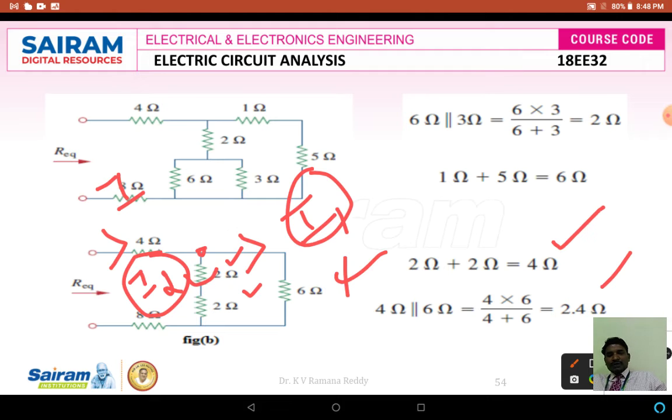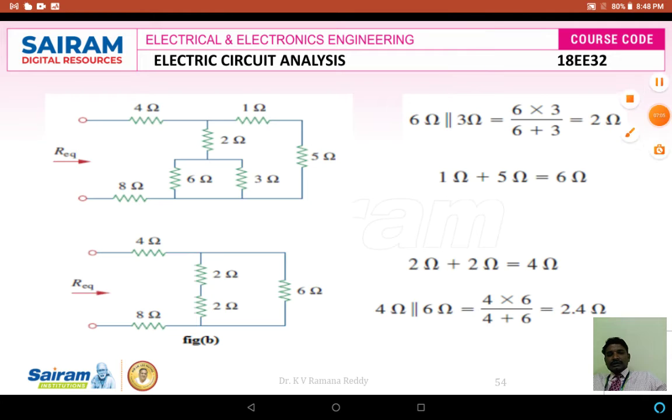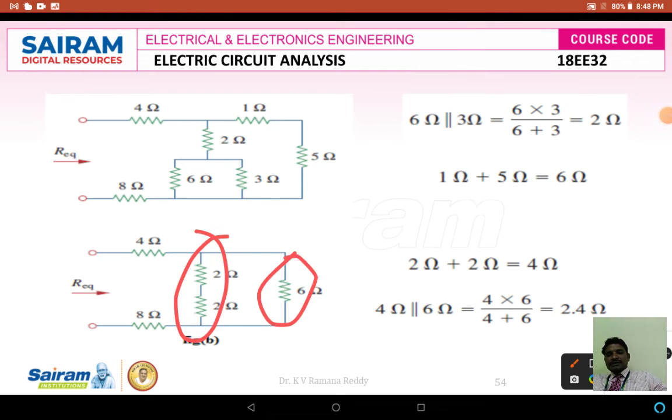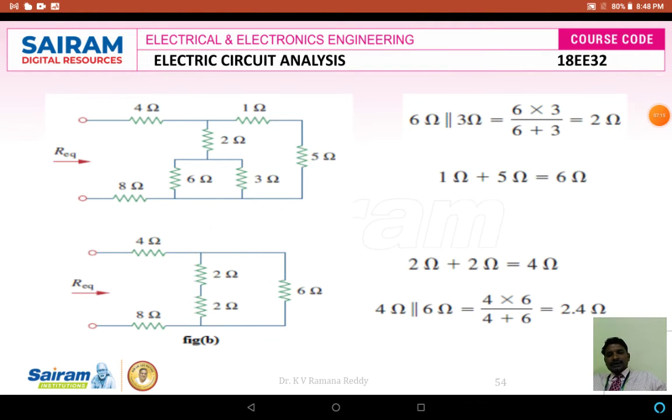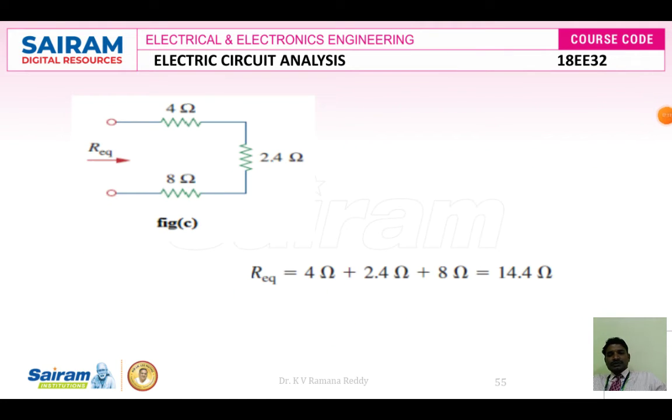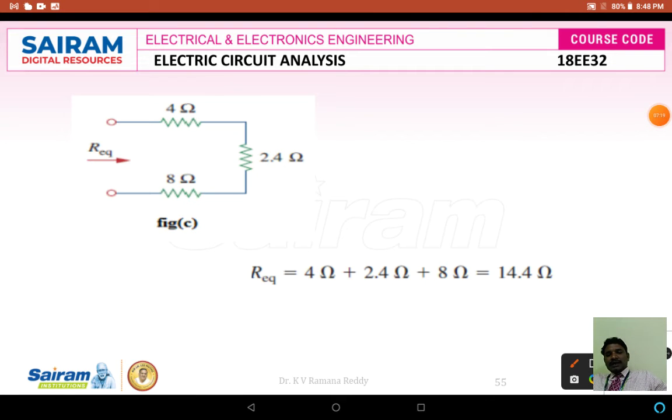Now I want to replace this 4 ohm resistor and 6 ohm resistor with a single resistance value equal to 2.4 ohms, which has been shown in figure C, that is 2.4 ohms. After replacing that and placing 2.4 ohms, now let me tell what is the relation between these 4 ohms, 2.4 ohms and 8 ohms.